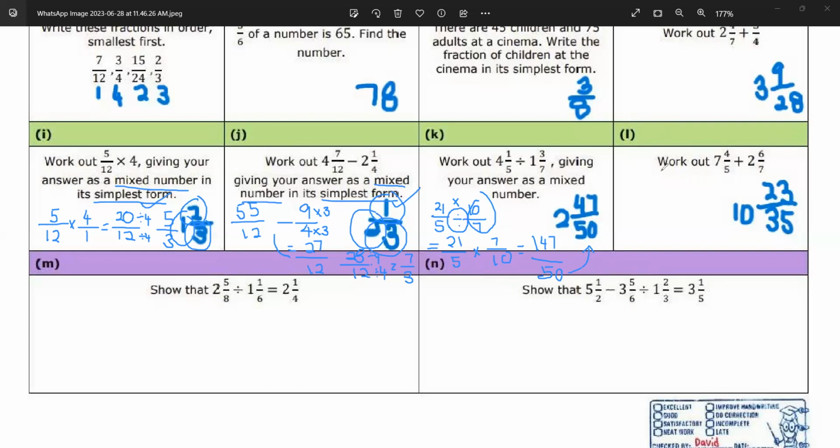Now question L, work out 7 and 4 out of 5 plus 2 and 6 out of 7. So I will make it as improper fraction first. 7 times 5, 35 plus 4, 39. So 39 out of 5 plus 2 times 7, 14, 14 plus 6, 20, 20 out of 7.